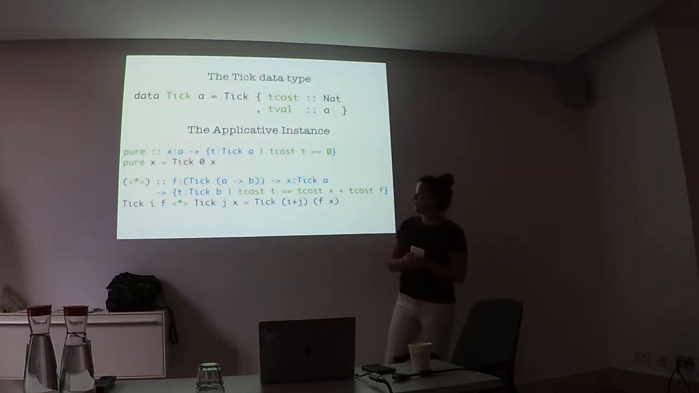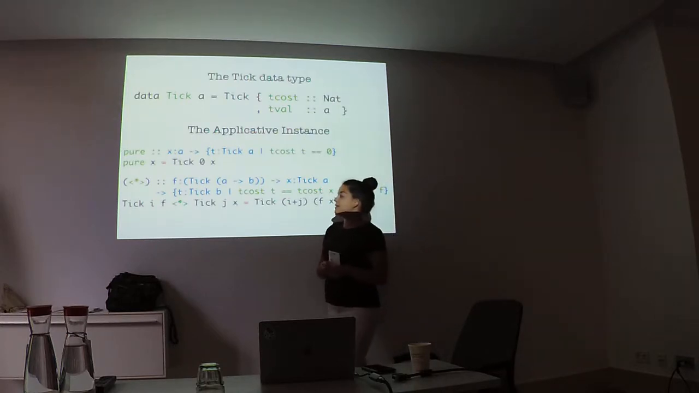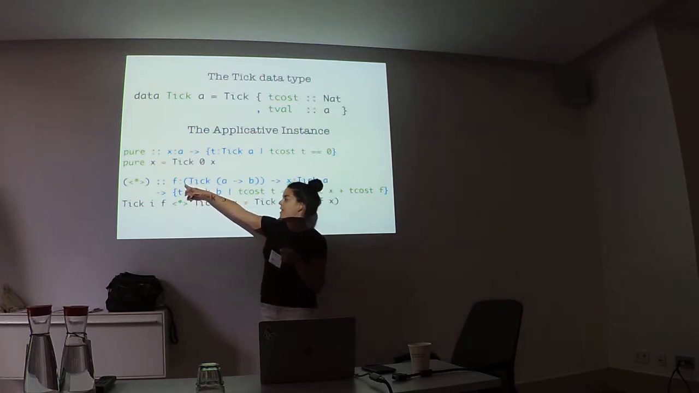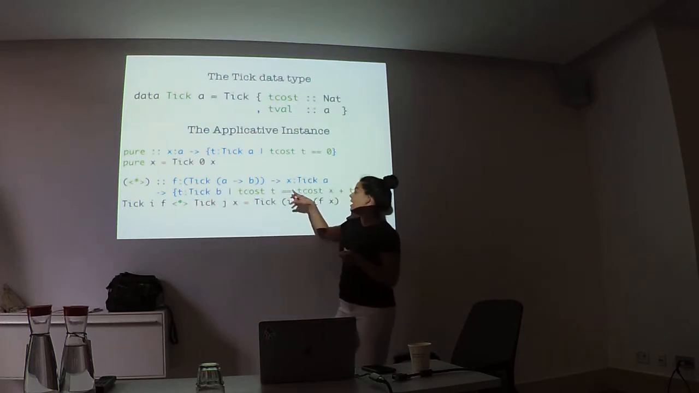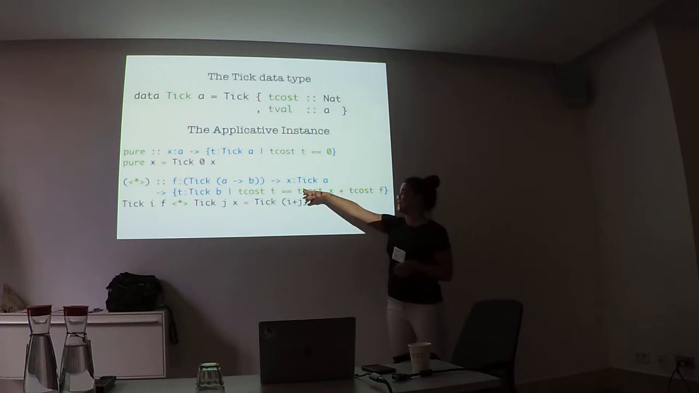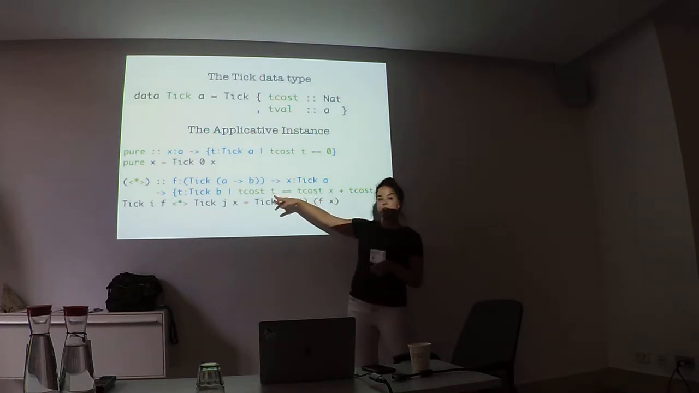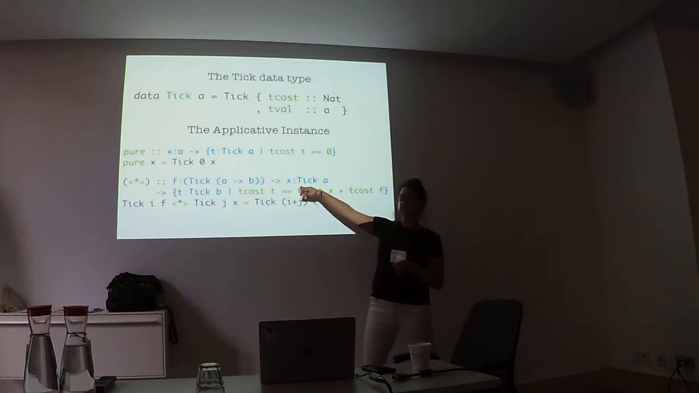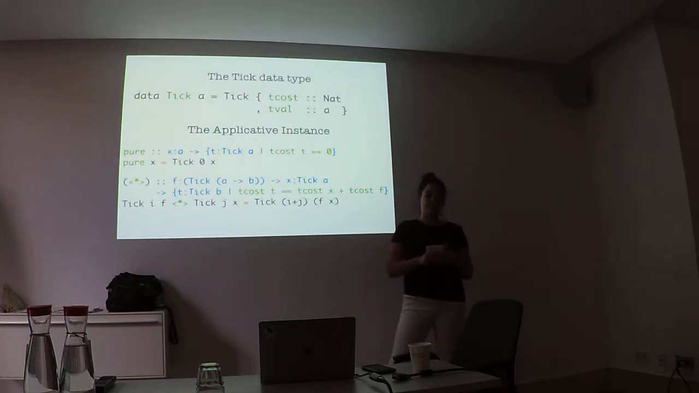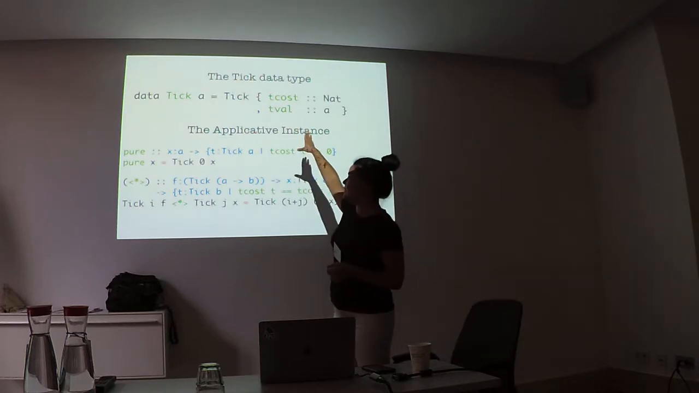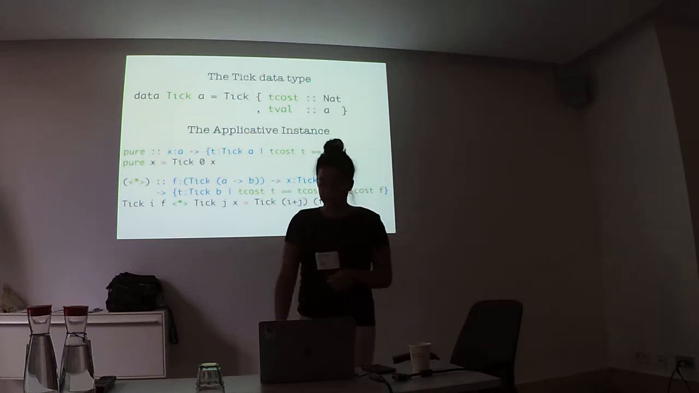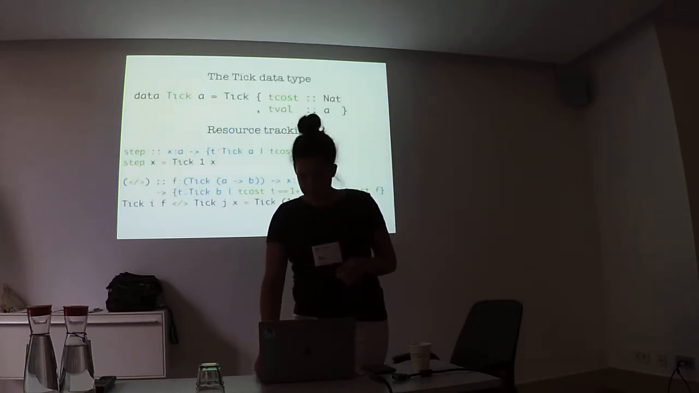Then I give it a refinement type that says that if your function argument is f, which is a ticked function, and the argument is x, the cost of this application is the cost to compute the argument and the cost to compute the function f. Clear? Okay, so I define my Tick data type, I define the applicative instance. So now I can go back to my insert.